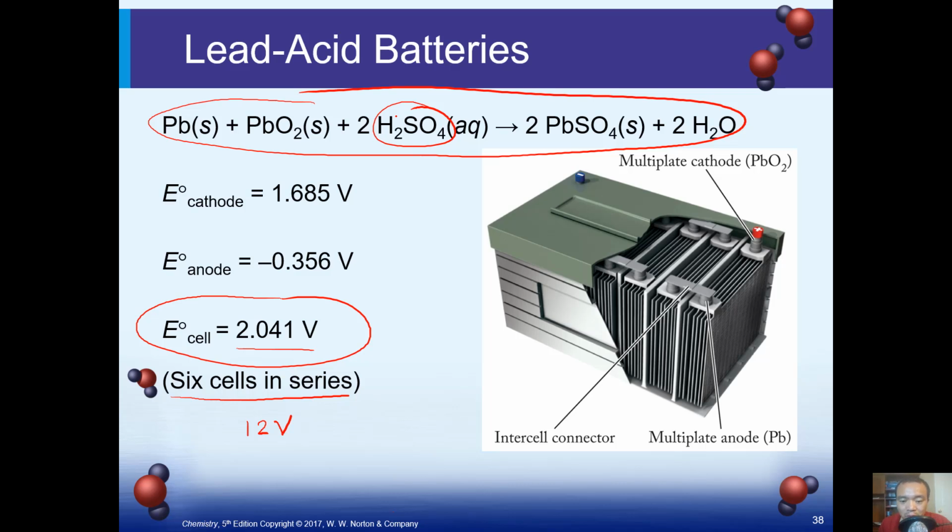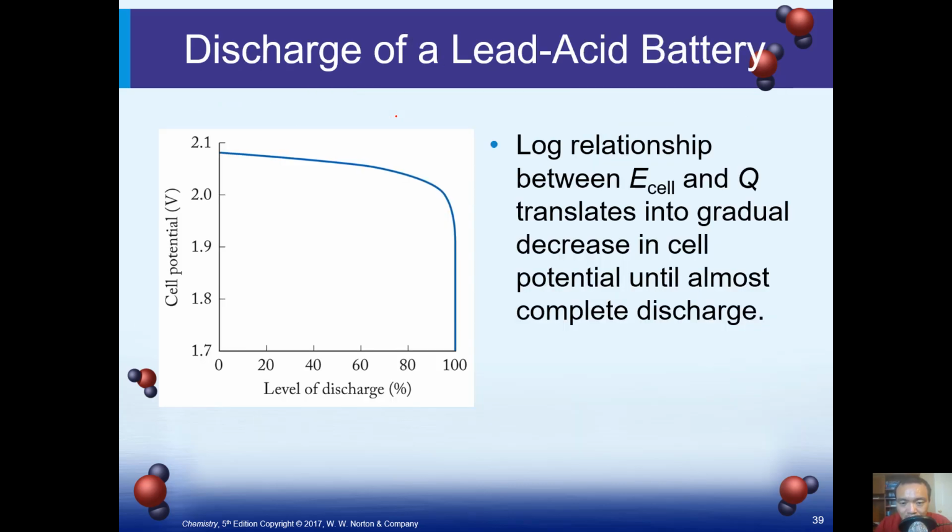Then the Q in the Nernst equation will increase, and the value of the E cell would be expected to decrease. We can actually use the Nernst equation to calculate the actual change in the E cell with this lead-acid battery. The actual change in cell potential versus percent reaction is shown in this figure.